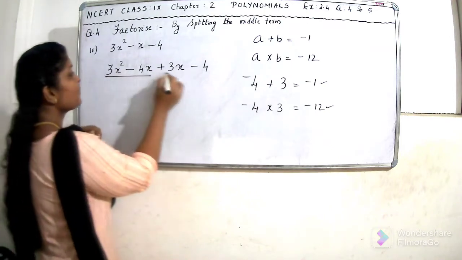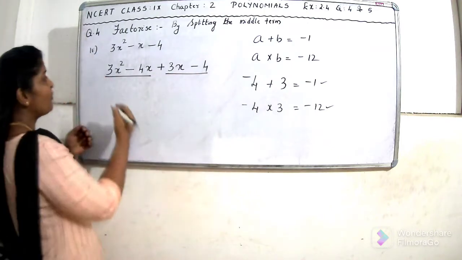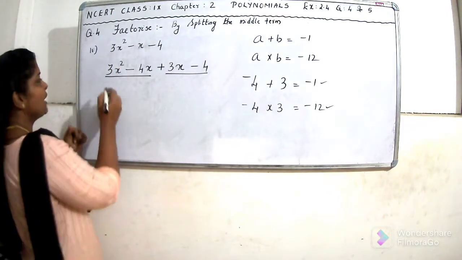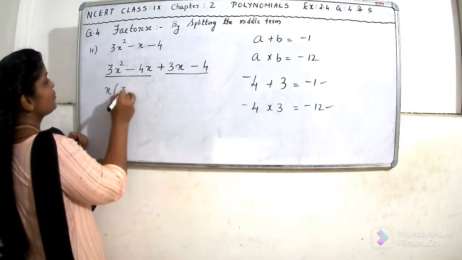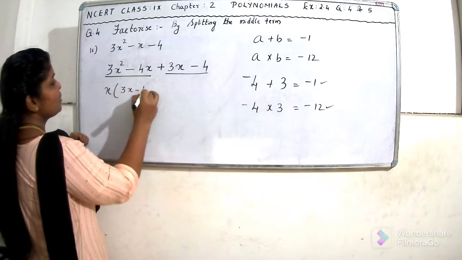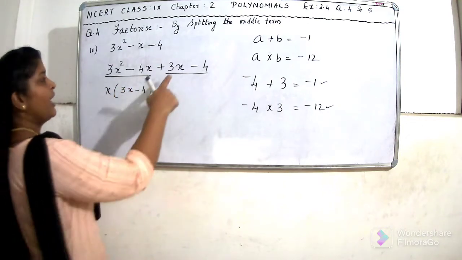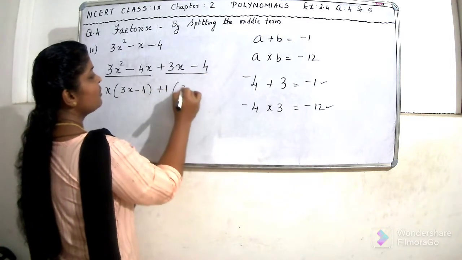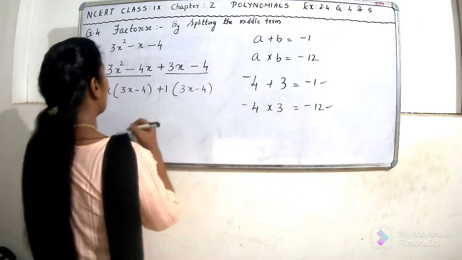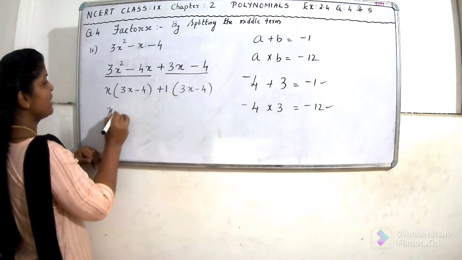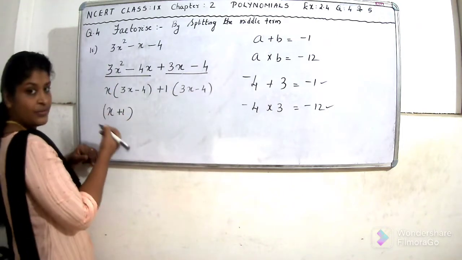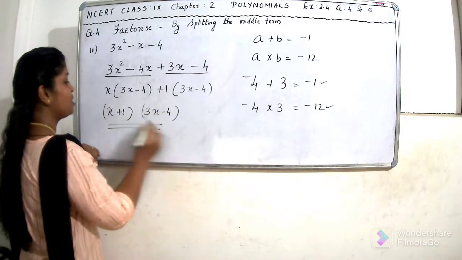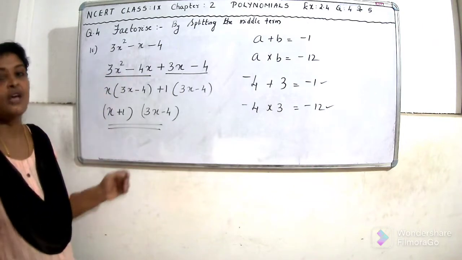Now grouping, now taking the common outside. From this, no numericals are common other than 1, so we can take x outside. So 3x minus 4 here, and here already 3x minus 4, so we can take 1 outside. So positive 1, 3x minus 4. So which are the factors? x plus 1 is one factor, and 3x minus 4 is the other factor. So these two are the factors for this polynomial.